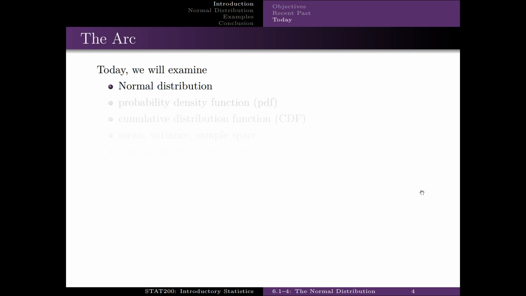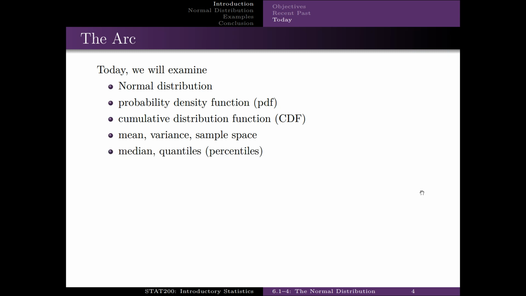Today we're going to look at the normal, the probability density function for it, the CDF for it, the mean, variance, sample space, median, quantiles, aka percentiles, same stuff. We're going to see the PDF function. We're going to realize, okay, we don't need to memorize that. We're going to see that we can't write out the CDF function in any meaningful way, but we'll find out ways of calculating it.